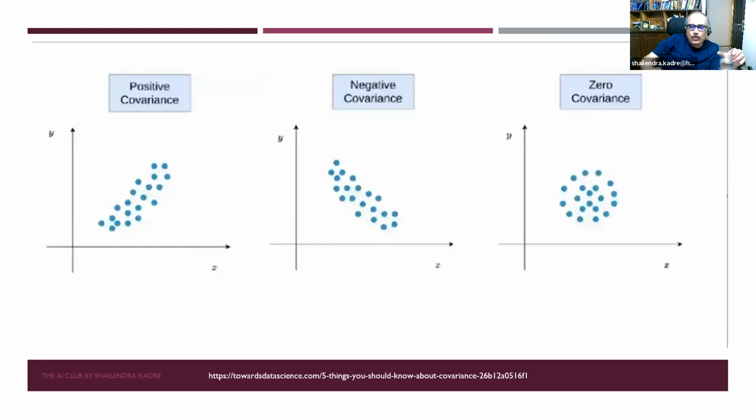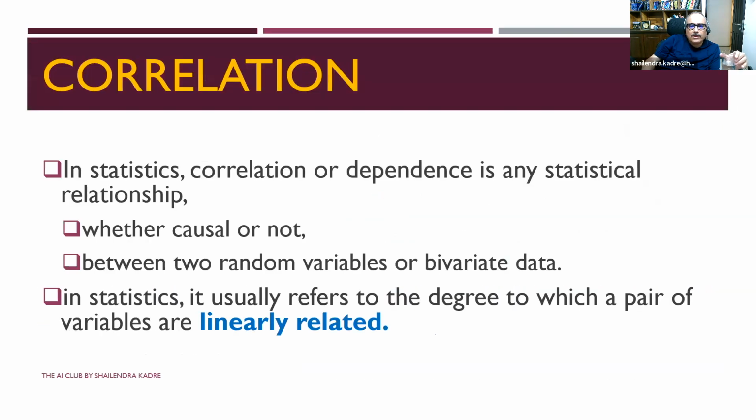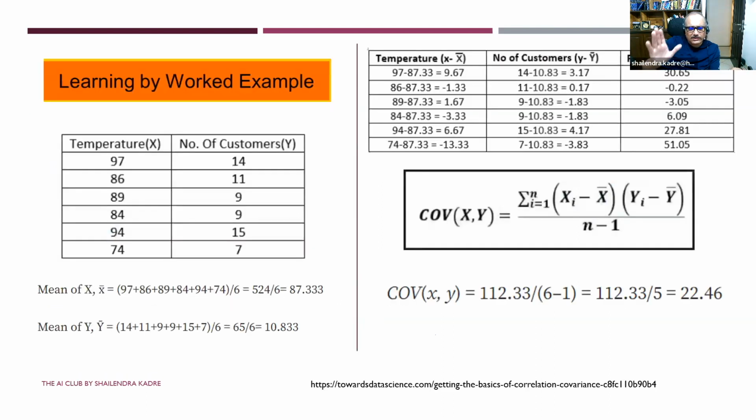Now here we are plotting two variables, X and Y. So now you understand positive correlation, negative correlation, and zero correlation. Now I will explain one more thing, correlation, and then we'll close for the day. You have now understood very nicely that my covariance varies with scale. If I measure in meters versus centimeters, my covariance will be different.